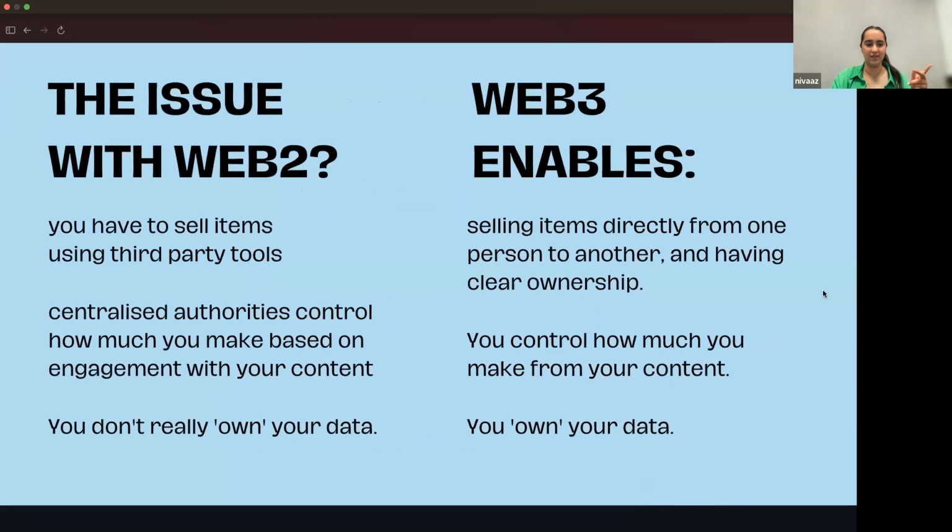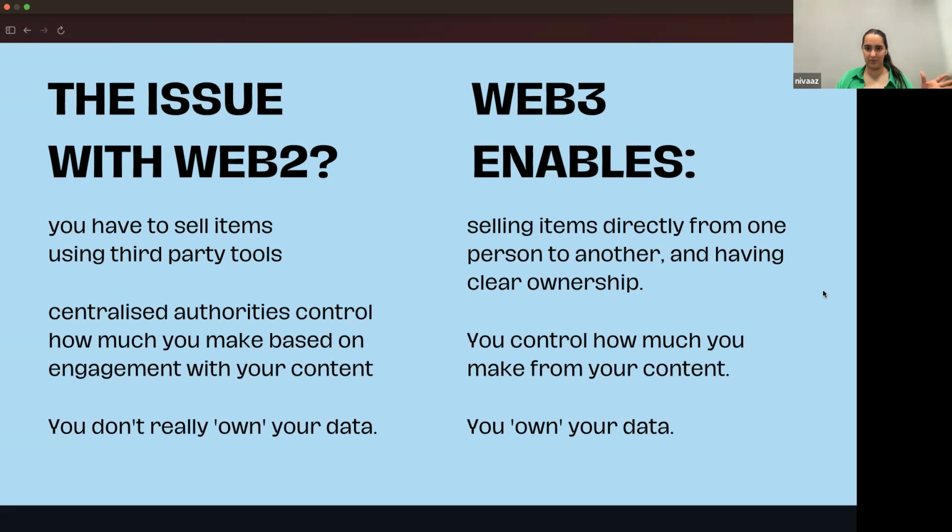Cool. So what are some of the issues with Web 2, and then what does Web 3 enable? So with Web 2, again, you have to sell your items using third-party tools. So you think about Facebook Marketplace or something like that. It's this entity that blocks and regulates everything that you want to do. And a centralized authority controls how you can make and engage with your content, and then how you're monetized for it. And at the end of the day, you don't really own your data. When you post a photo, it's now in that Instagram server, and they're in control of it. And if they lose that photo, there's a potential that you never get it back.